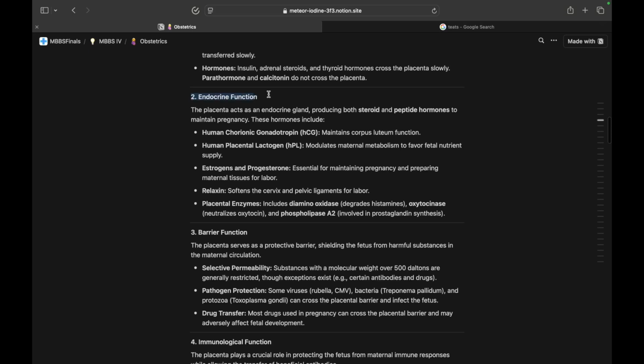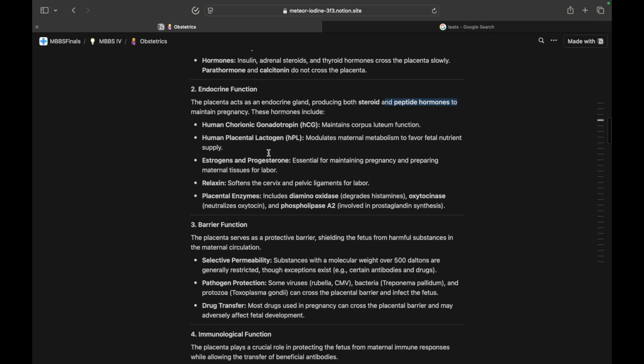Next, coming to endocrine function. The placenta acts as an endocrine gland, producing both steroid, fat derived, and peptide, protein derived hormones to support the pregnancy. So, which are the different hormones? First one is HCG, second one HPL, third one estrogens and progesterone. Next one relaxin, next one placental enzymes.